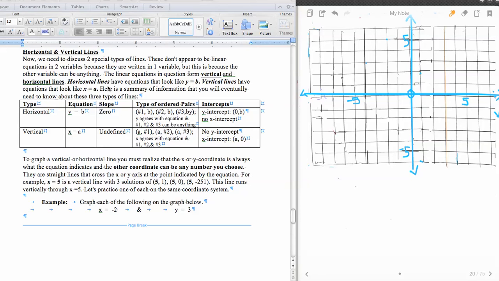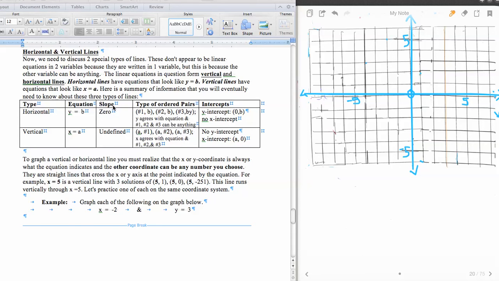Now, something very different happens with the vertical line, and we can't explain it via the slope-intercept form because a vertical line is something that's not a function, and the slope-intercept form is a functional form of a line. So we can't talk about that in the same way. What we can say, though, is that the independent x does equal some constant, and we'll call that constant a. So these are the equations of these things.